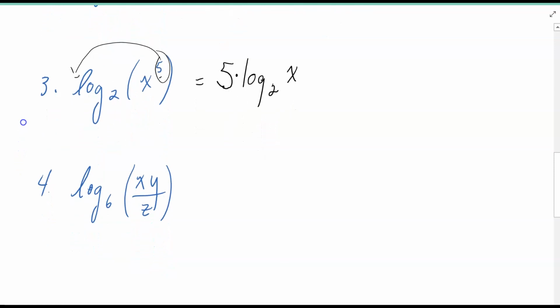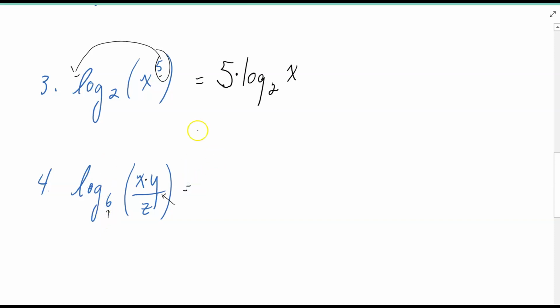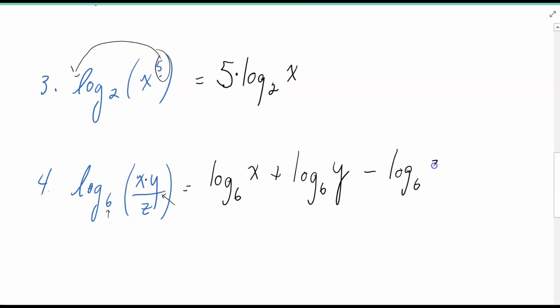How about this one? We have a product in the numerator, then we have a quotient. So it's a combination of a sum and difference of different logarithms, all base 6. For the numerator, log base 6 of x plus log base 6 of y. And now we better subtract log base 6 of z for the quotient.